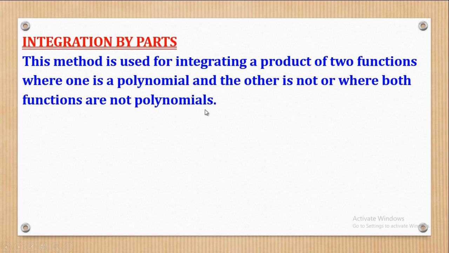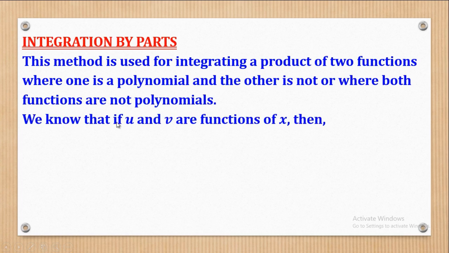Remember, the method of changing the variable was used for integrating a product of two functions, but both functions were supposed to be polynomials. So in cases where it's a product of two functions, but one function is a polynomial and the other is not, we use the method of integration by parts. Or in the case where both functions are not polynomials, we still use the method of integration by parts. So let's see how it is used.